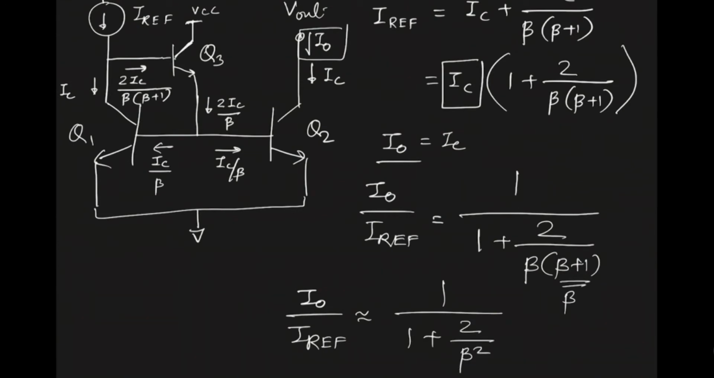Okay. So here is an interesting thing. Earlier it was beta, now it's beta square. So you can see we are reducing the effect of base current by an order of magnitude. Okay, so this circuit works very well. It's very commonly used to reduce the effect of base current.